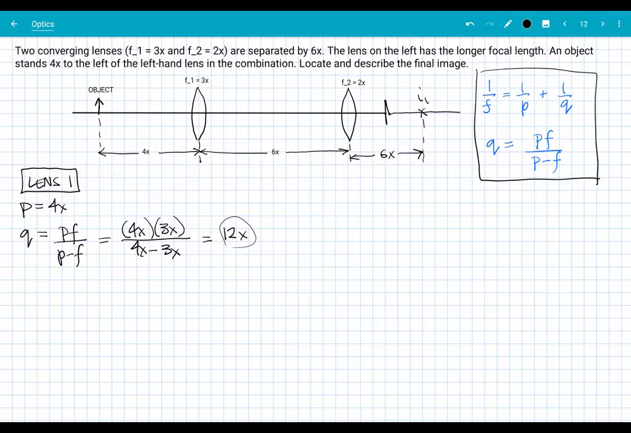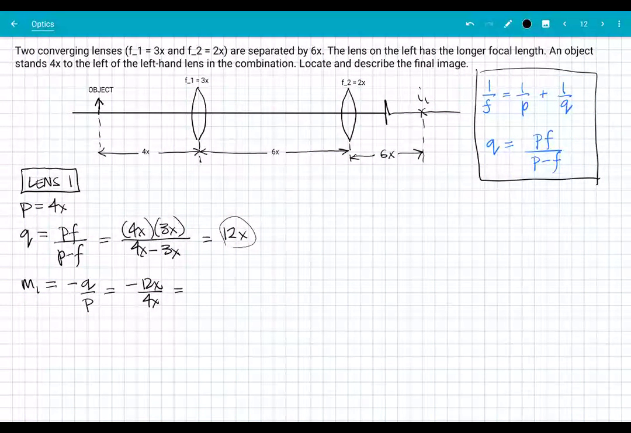Okay, cool. While we're here, let's go ahead and crank out the magnification. This is another way you can do it, is just do it as you're going through. So that's going to be negative Q over P, of course. So negative 12x over 4x gives me negative 3. So I see that I have an inverted magnified image 1. Okay, but we're not done. We're going to go and look at what happens as we go through the second lens, because we have another lens.